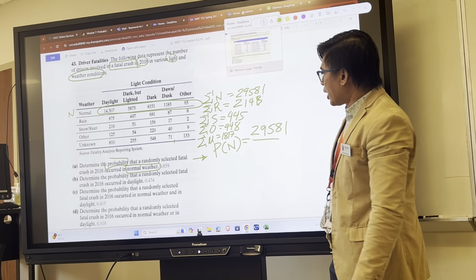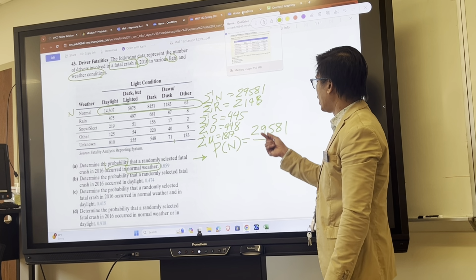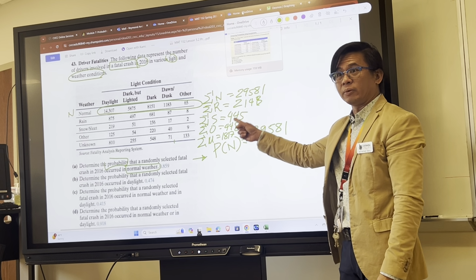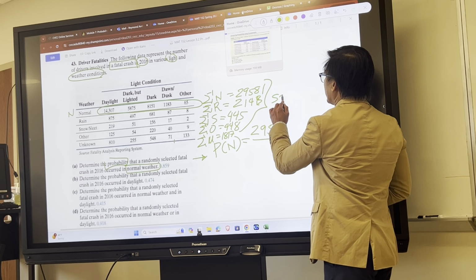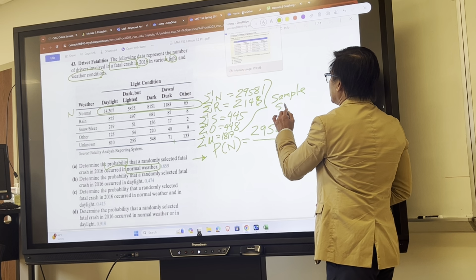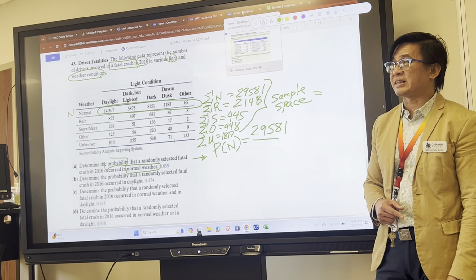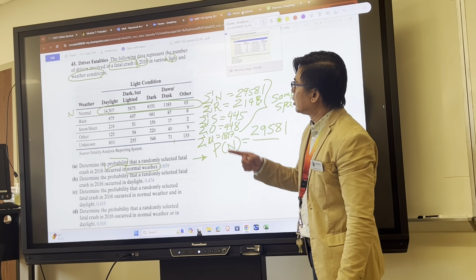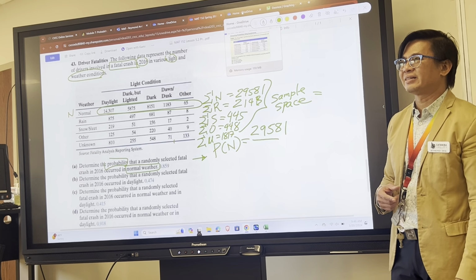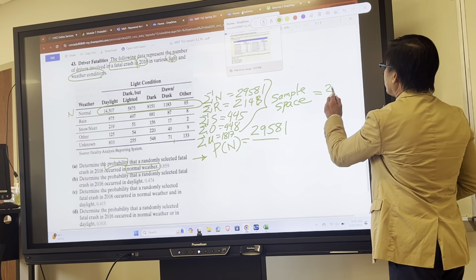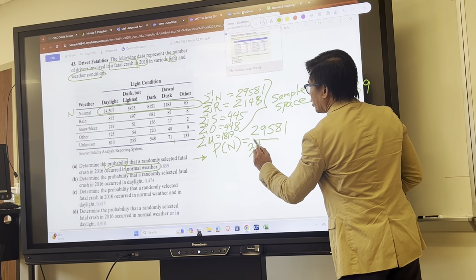So, the probability that occurred in normal weather is what? 29,581. That one over what? Well, we add them all up, right? So let's add them all up and let's see how much we get out of all of this. That will be our total driving fatalities, regardless of light condition and regardless of weather, okay? Okay, how much did we get? 34,439. Thank you. So I'm gonna put that one in here.